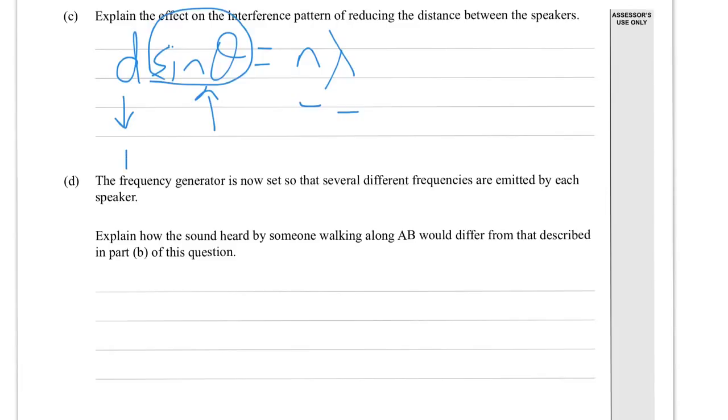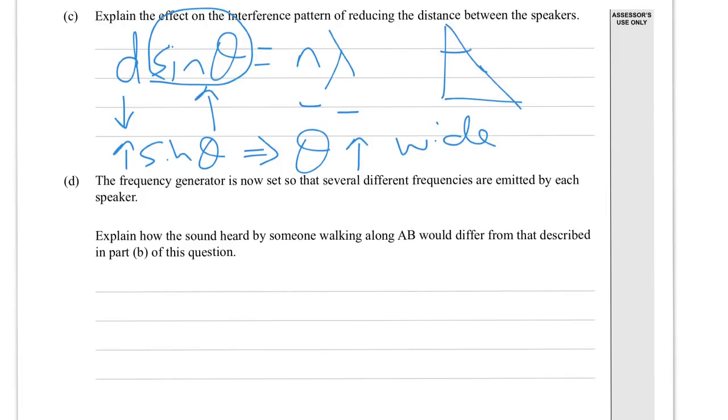So an increase in sin theta means that theta is also going to increase. So you're going to get wider. Remember, there's your triangle from before. That's theta, that's the source of the speakers, and this is your fringes or your interference points. That's going to stretch out, so it's going to be wider spacing. And it's all centred around that formula again.